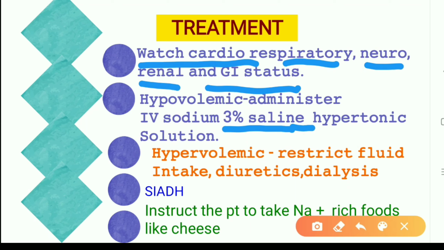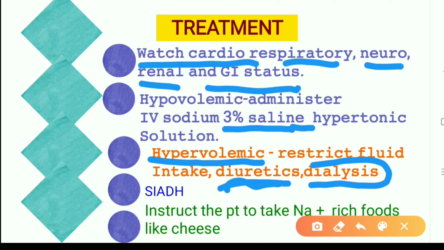Now, what can be done here? In hypervolemic, restrict the fluid intake and give diuretics. See, in hypervolemic, the volume overload will be there. To balance it, we will be giving diuretics to the patients, and in some cases they will go for dialysis.